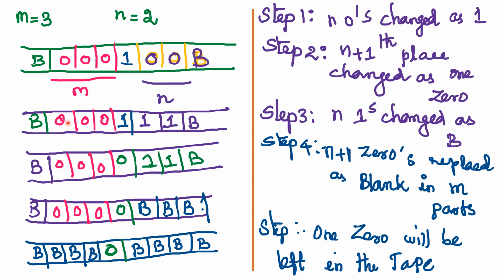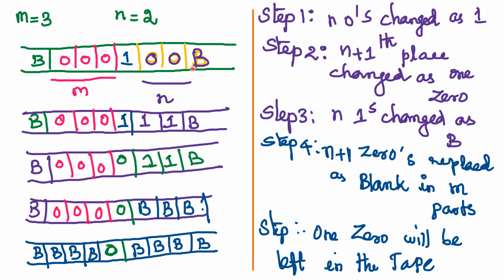Here the n plus 1 zeros are changed to blank in the m side. So the remaining 1 zero will be left on the tape. So this is the simple logic we have to ensure.